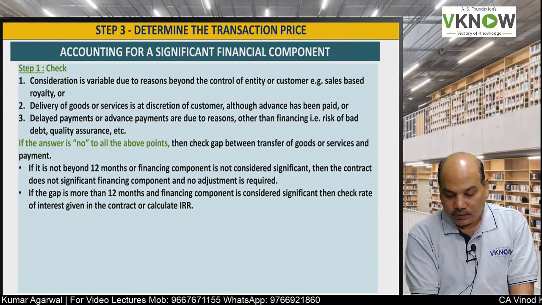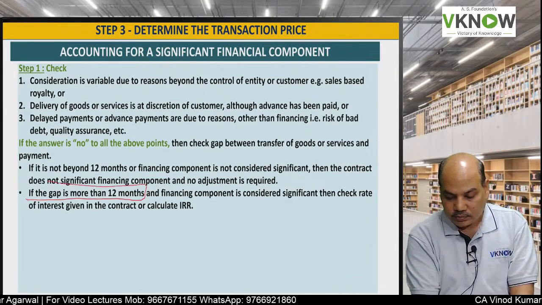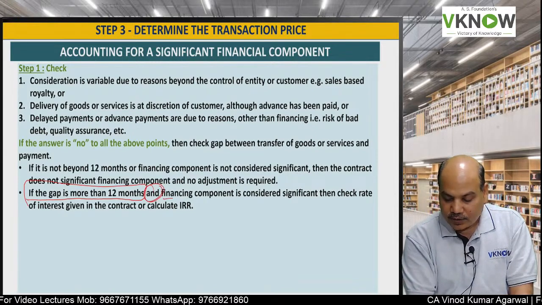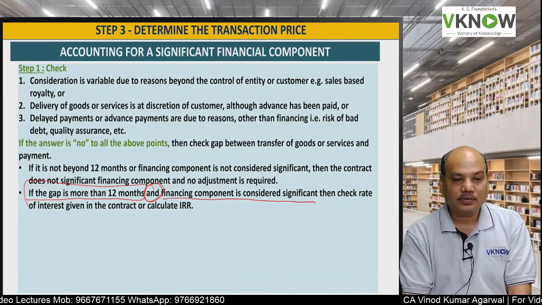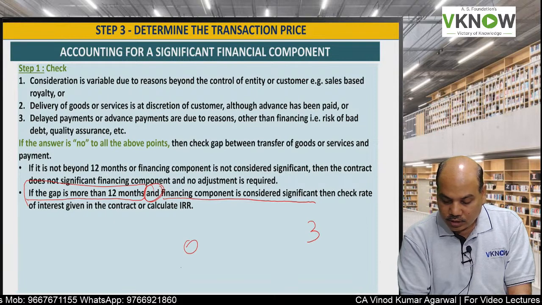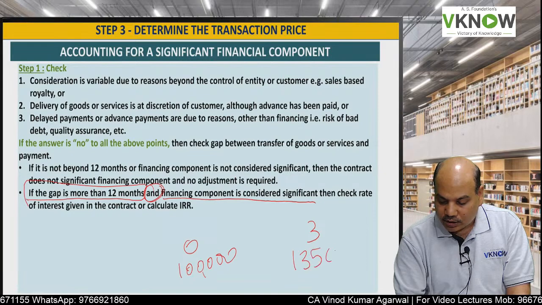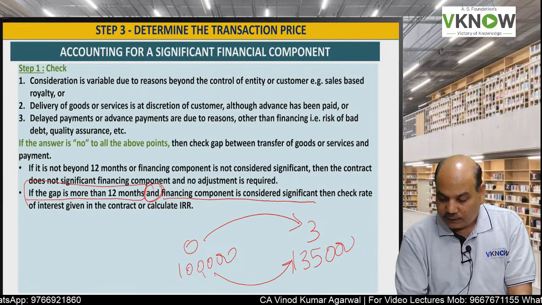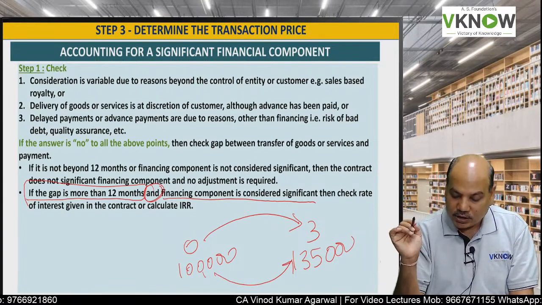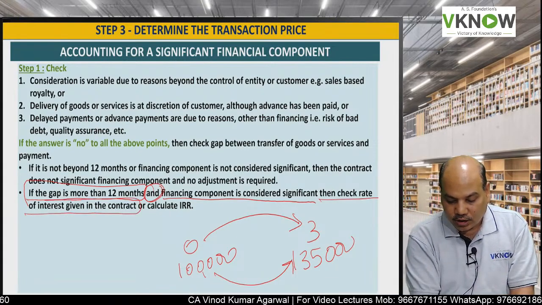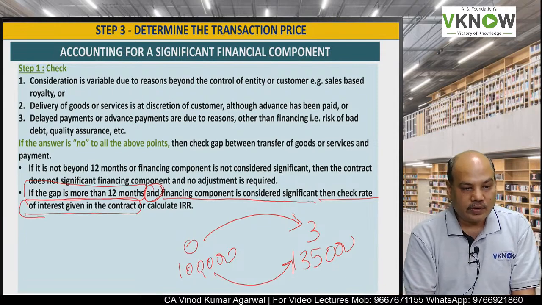Second is, if the gap is more than 12 months and the financing component is significant. Year 0, year 3. If you pay now, you pay 1 lakh. If you pay after 3 years, you pay 1,35,000. So the gap is 3 years and 35,000 is a significant financing component. Then check the rate of interest given in the contract.